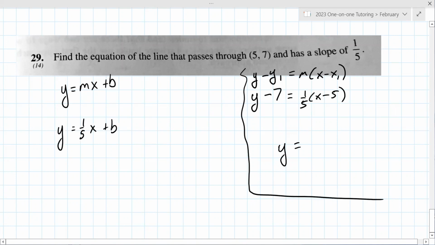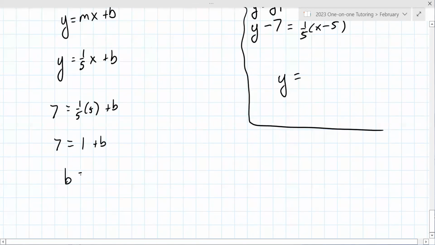Okay. And your b value is unknown. So you use this x and y to find it. 7 equals 1/5 times 5 plus b. 1/5 times 5 is 1. Okay. And then you subtract 1 from both sides. So b is 6.